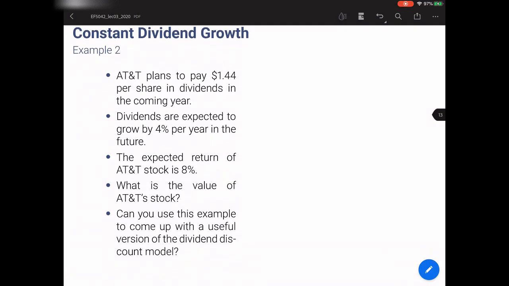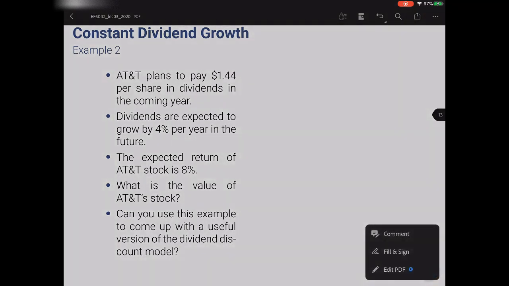We have AT&T, which is a large telecom company in the US. They plan to pay $1.44 per share in dividends in the coming year. So not this year, but in the following year. The dividends are expected to grow by 4% per year in the future. Okay. So this means that this growth is going to continue indefinitely.